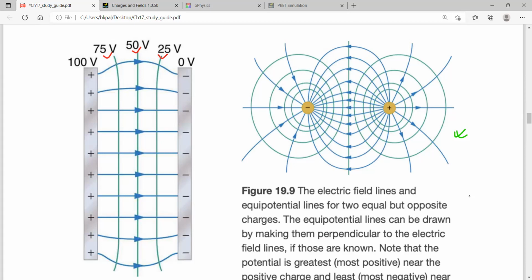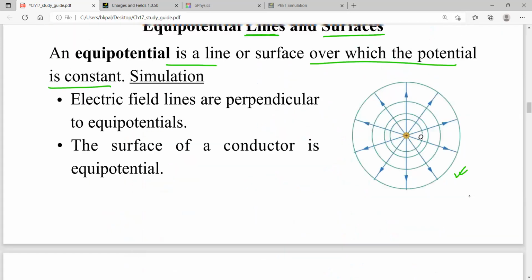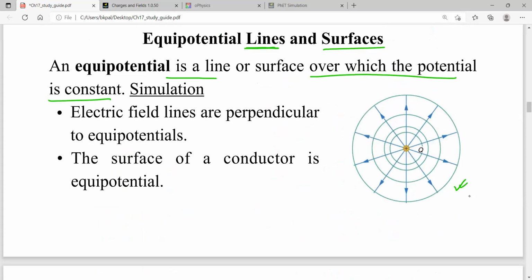always true. In this picture it is more difficult to understand, but they are perpendicular to each other always. The equipotential lines and the electric field lines are perpendicular to each other. So this is the rule: electric field lines are always perpendicular to the equipotential lines.